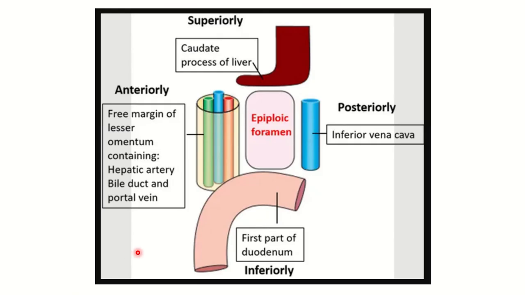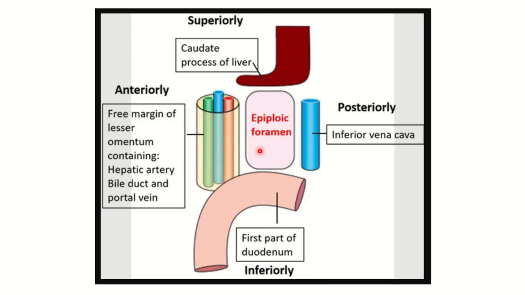So let's see the picture. Here we can see this is the epiploic foramen. It is a schematic diagram of the epiploic foramen, and we can see above the epiploic foramen that it is bounded by the caudate process of the liver, and inferiorly it is bounded by the first part of the duodenum. So superiorly the caudate process of the liver, inferiorly the first part of the duodenum. So the superior and inferior boundaries are bounded by viscera. You can see the organs, such as the upper part, the caudate process of the liver or caudate lobe of the liver, and inferiorly the first part of the duodenum. Both are viscera.